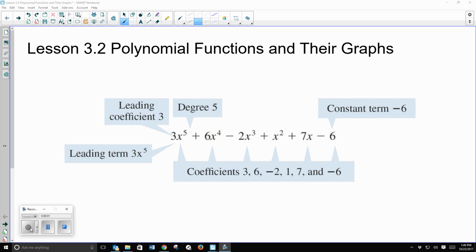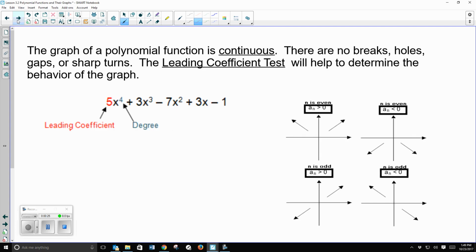Lesson 3.2, polynomial functions and their graphs. So we've already talked about most of these slides on Friday, but I'll go over it quickly. You've got your leading coefficient of 3 here, the degree of 5. Your constant is the number without the variable, your coefficients, and then your leading term. Your leading term can tell you the behavior of your graph, and that's what we talked most about on Friday.